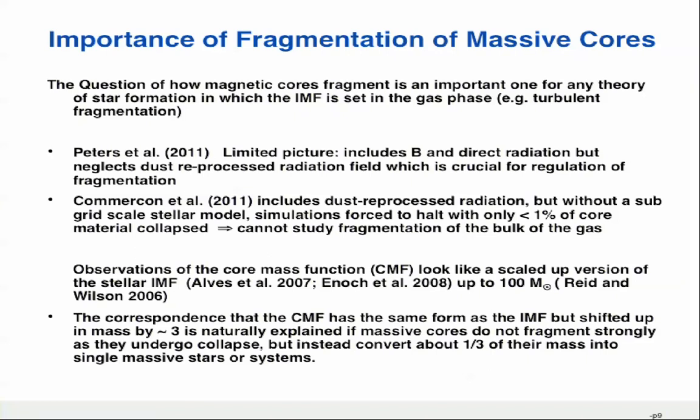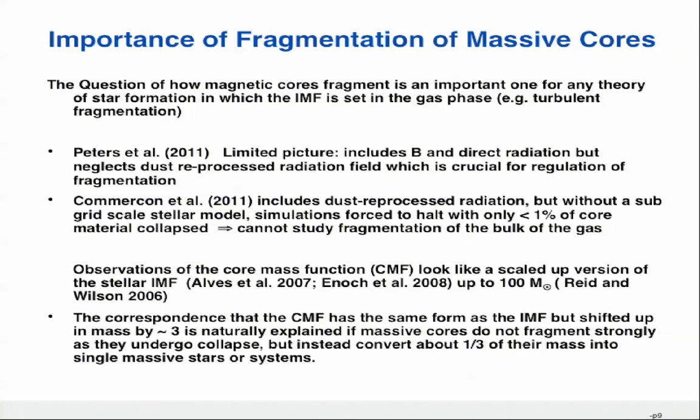Krumholz et al. included dust process radiation, but they don't have subgrid scale models, so their simulations were forced to halt at only a very tiny fraction of the core collapse, so they can't study fragmentation of the bulk of the gas. Now, observations of the core mass function tell us that there's a very strong correspondence between that and the IMF. In fact, it looks like a scaled up version of the IMF.